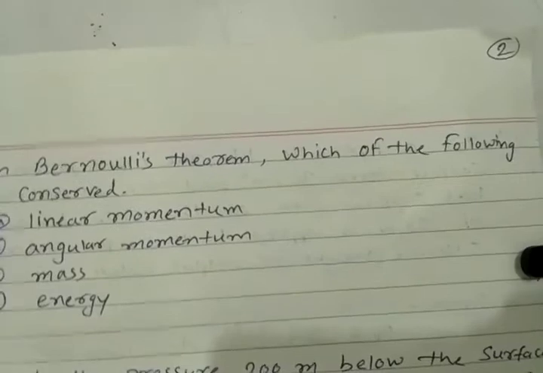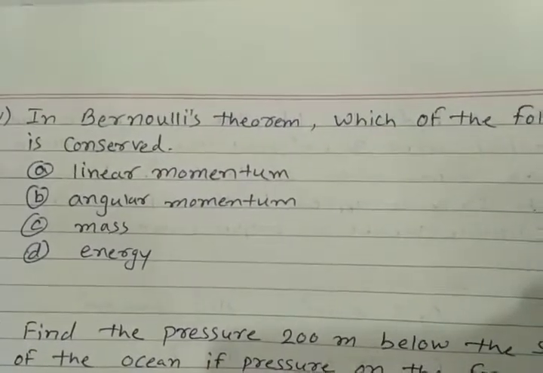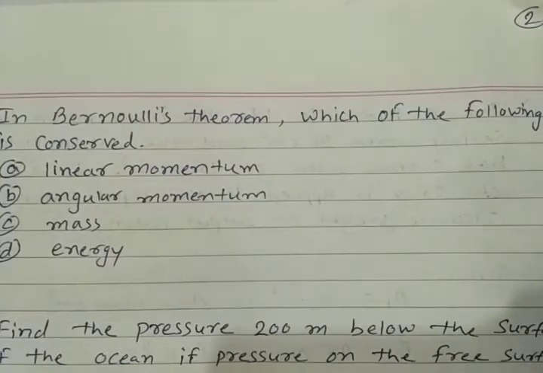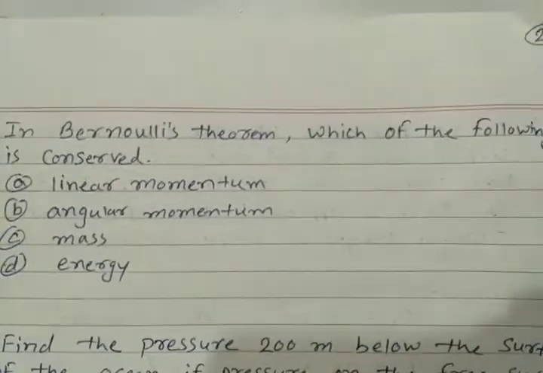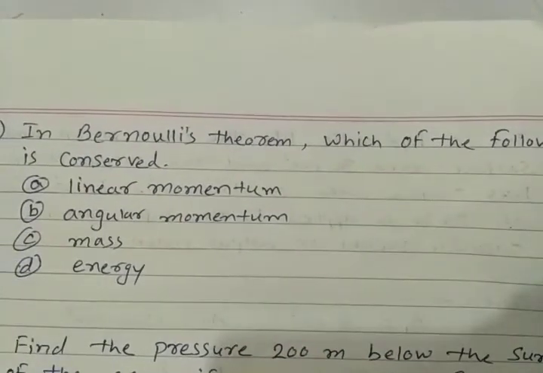Now the fifth one. In Bernoulli's theorem, which of the following is conserved? The options are linear momentum, angular momentum, mass and energy. Now according to the board, some topics are omitted this year due to the corona crisis, and that's why Bernoulli's theorem is not there. So this MCQ is not going to be asked, but still the answer is D, energy.